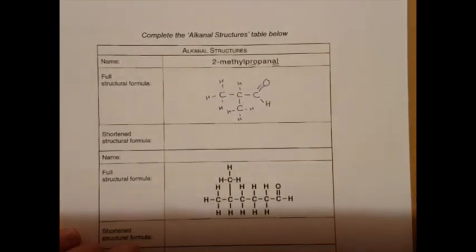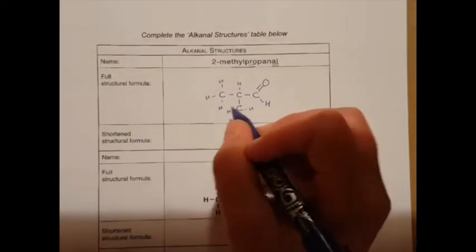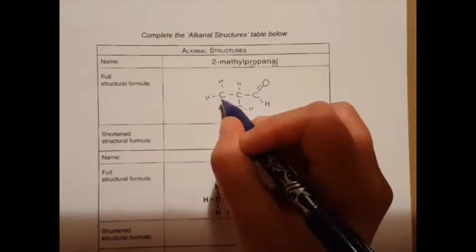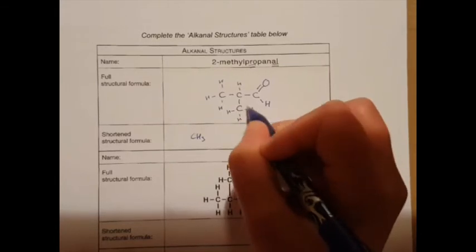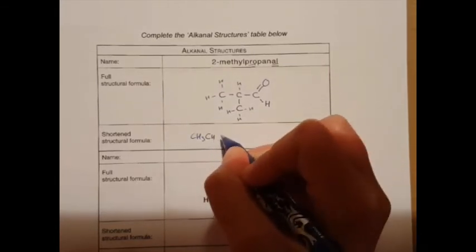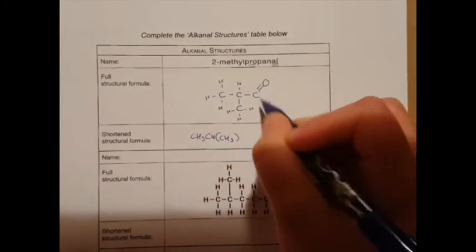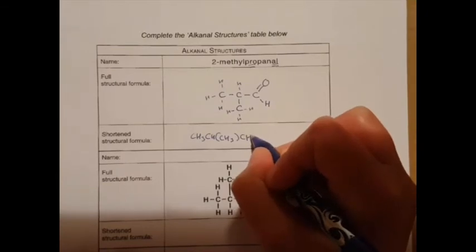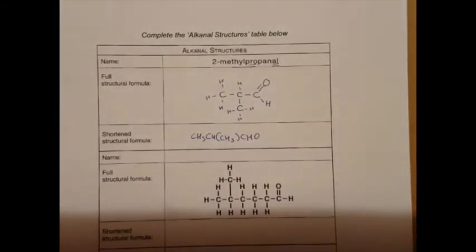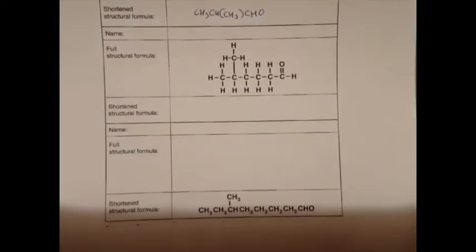Okay, and then the shortened structural formula, again, very similar to how we've done it in the past. So we take each carbon in turn in the main chain, and we write what's around it. So we've got carbon with 3 hydrogens, CH3, a carbon with 1 hydrogen and a branch. So remember the branch goes in brackets, so CH, CH3. And then we've got the carbonyl group, which we learned on the previous page, that we write CHO.